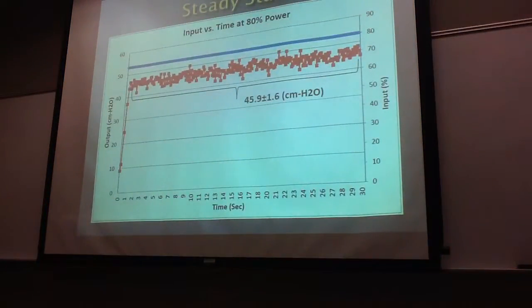Here's one example of our steady state input diagram given for the pressure system. The input, shown by the blue line, is a constant input provided to the system at 80%, and the red line is the output from the system. As you can see, the steady state was achieved after 1 second of runtime. The average data from this experiment was 45.9 with a tolerance of 1.6 centimeters of water. This trial was run over a course of 30 seconds.